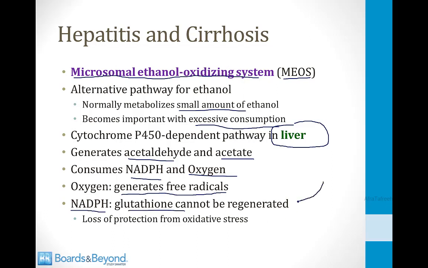If you want to understand this, watch the module on the HMP shunt, where I talk about how glutathione is used by red cells to protect from oxidative damage. So when NADPH becomes depleted in liver cells from the MEOS, these cells lose protection from oxidative stress, and this can also lead to tissue damage that can cause hepatitis and cirrhosis.